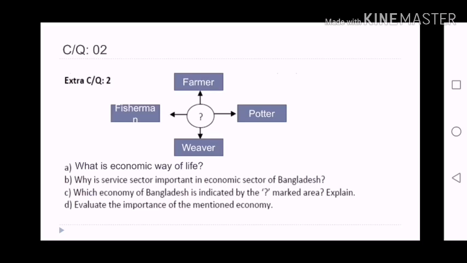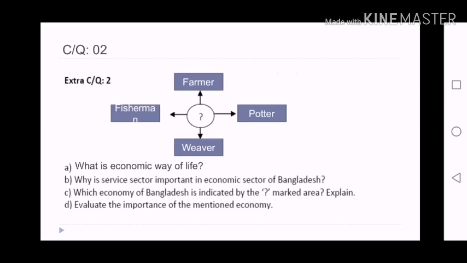First of all, what is economic way of life? Then, why is the service sector important in the economic sector of Bangladesh? Then, which economy of Bangladesh is indicated by the question mark area? Explain. D number question: Evaluate the importance of the mentioned economy.